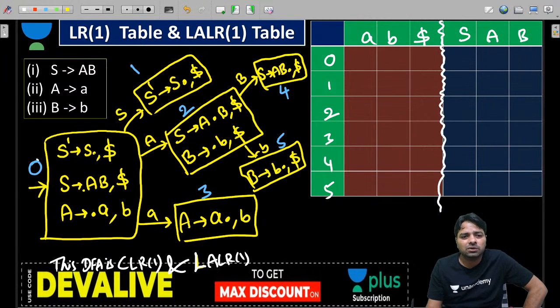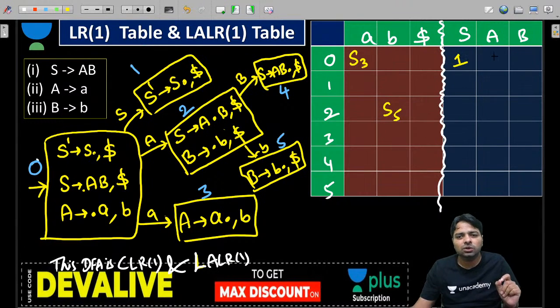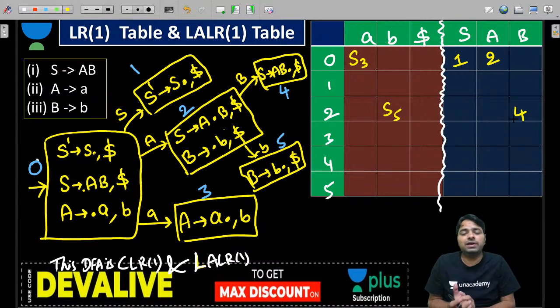Okay, start doing it. 0 on A, you have S3 same, and 2 on B, S5. Shift entries you got same because of LALR1, and 0 on S, 1; 0 on A, 2; and 2 on B, capital B, 4. And this looks the same, but sometimes CLR1 may have a bigger table. That's why more shift entries, more state entries might be possible in CLR1. But LALR1 you will get the same as the previous two.